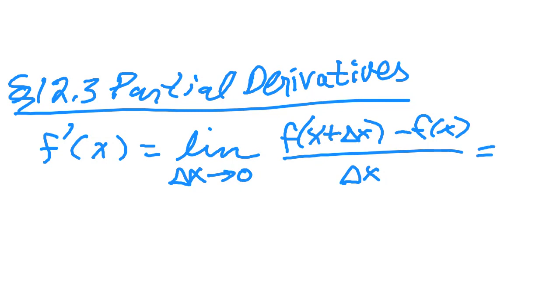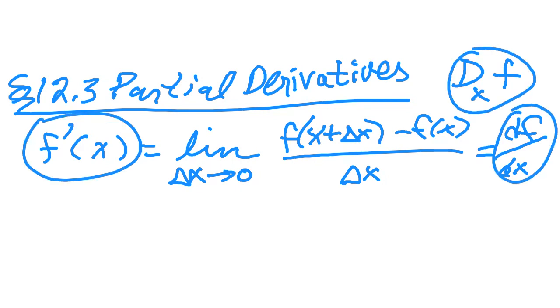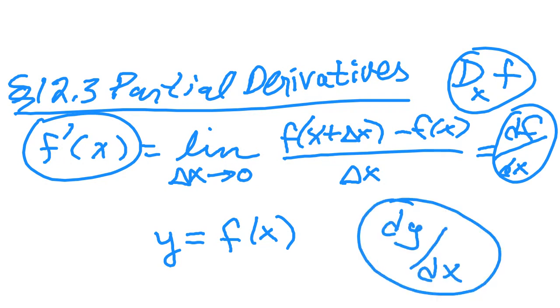We also called this df dx. We also called it different names like the derivative of f with respect to x. We use a capital D of f with respect to x. So these were some notations that we used. And of course, if we have y equals f of x, then we also had notations like dy dx, another notation for derivative. And of course, all of these are equivalent to the slope of the tangent line at any point x.